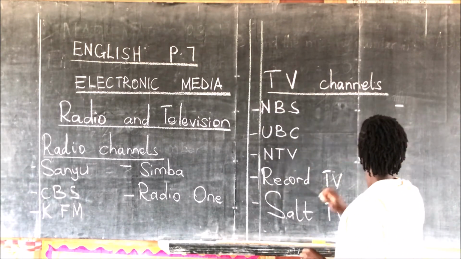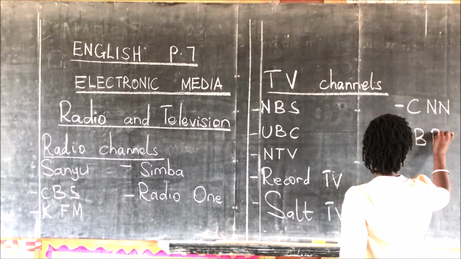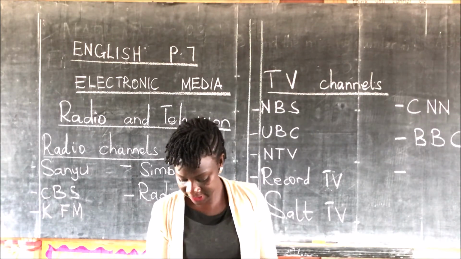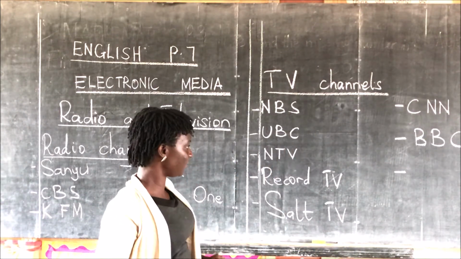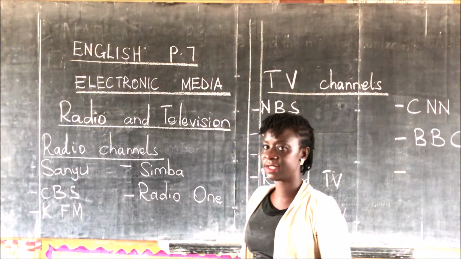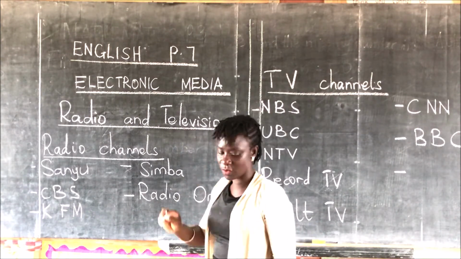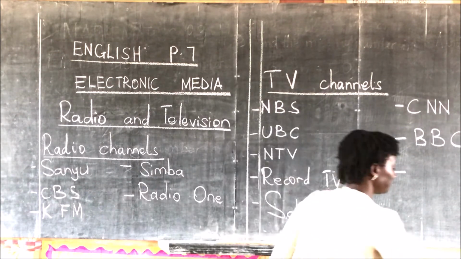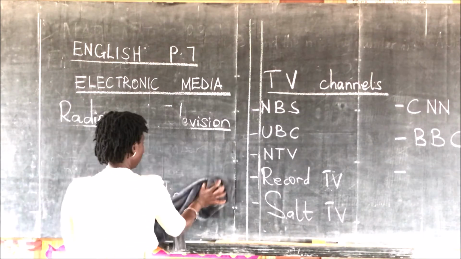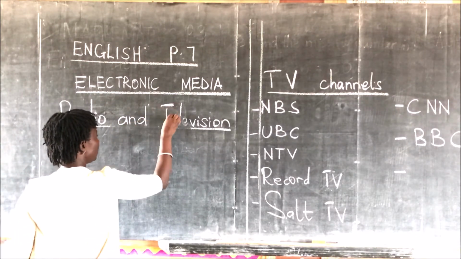But then we also have those that are international, like CNN, we have BBC, and so many others. All right, now, under radio and television, we are going to find new vocabulary related to radio and television. Let's look at some of the vocabulary that we are going to look at here.